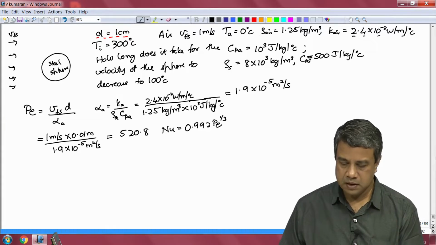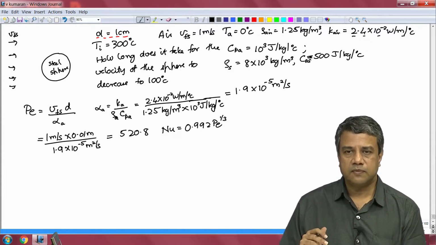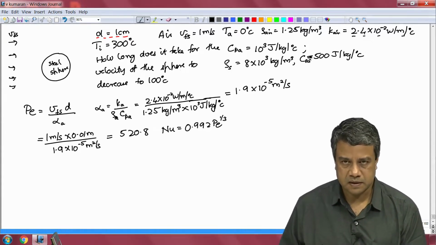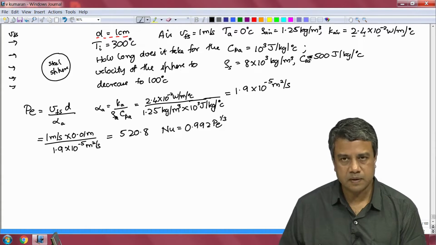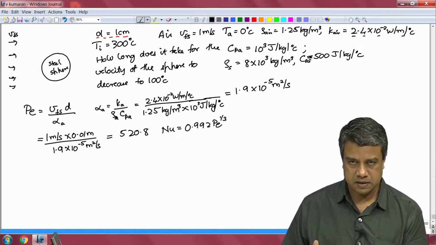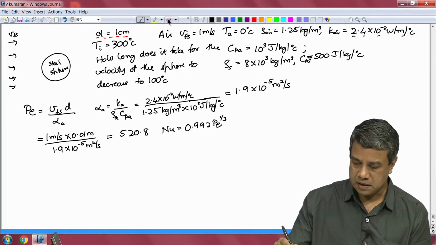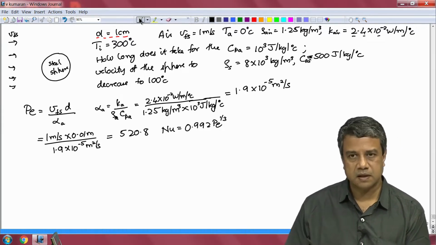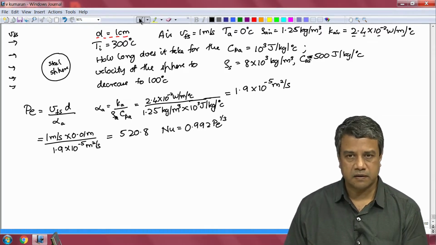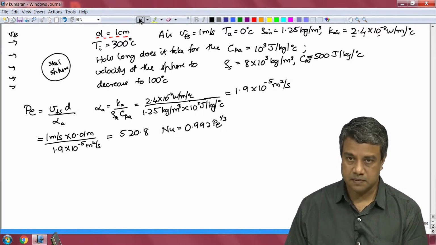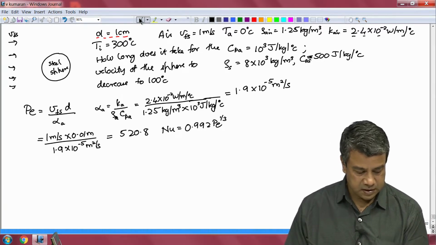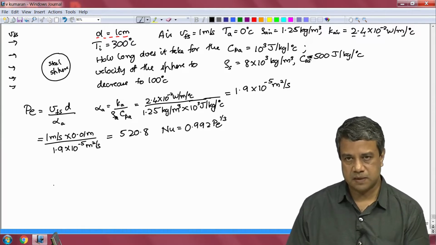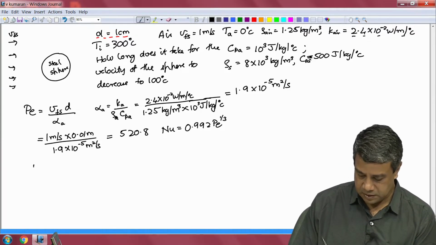Now, the time for evolution of this sphere, we get that from an energy balance. The rate of change of the thermal energy of the sphere is going to be equal to the mass times Cp.